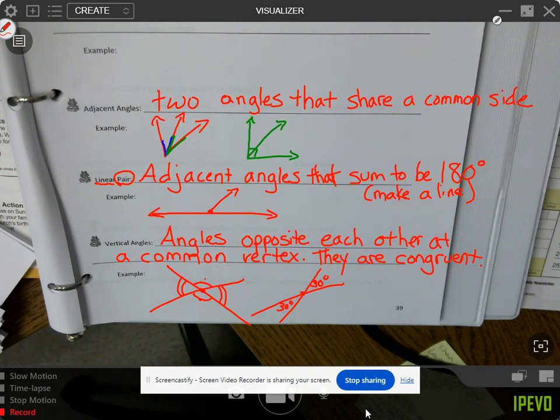Wait. If this is 30 degrees, what does it have to be? 150 degrees. How did you know that? Because this is a straight line that has to equal 180 degrees. So if this is 150 degrees, what does this angle have to be? 150 degrees because they are congruent. So when you have that x, if you're given one measurement, you can fill in all the other measurements.